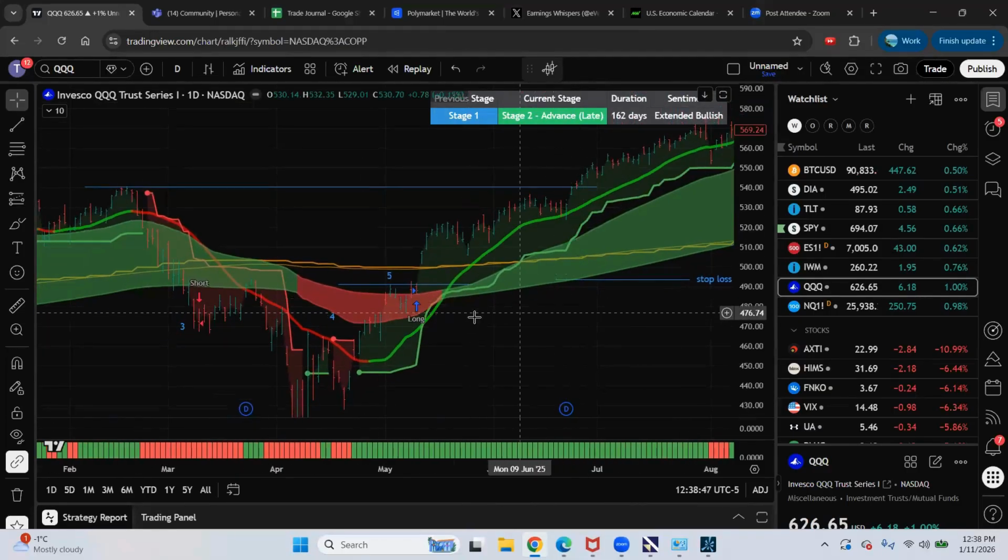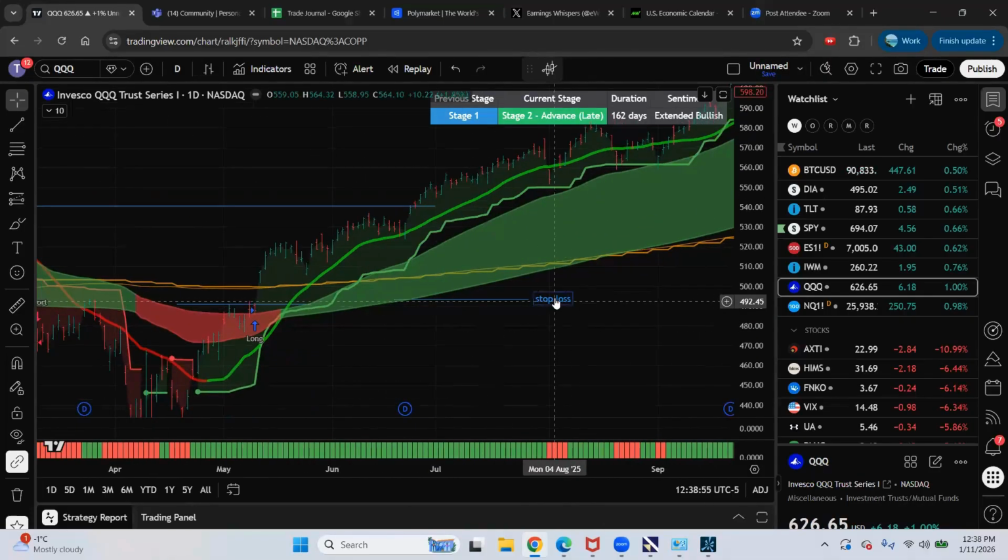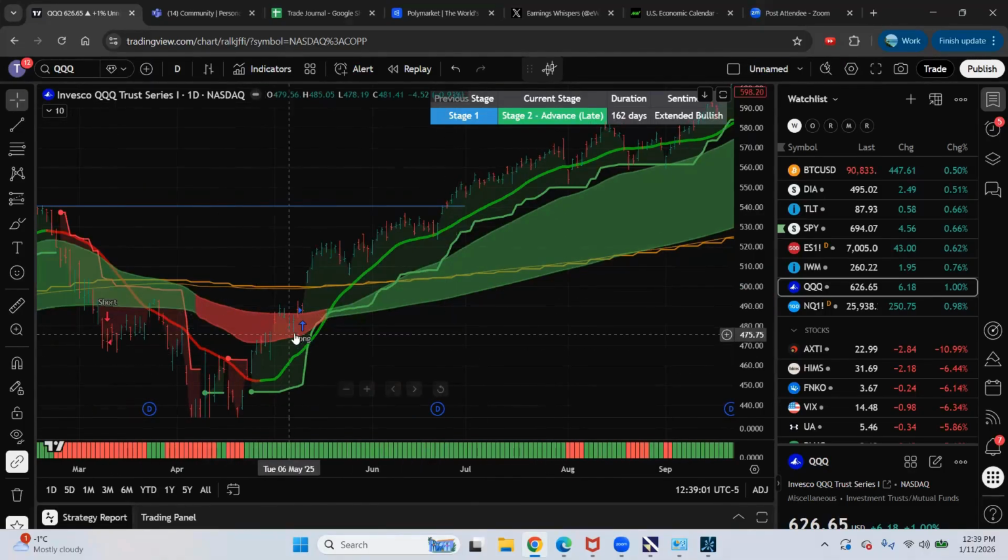So let me get rid of some of these things. We were using this for programming Victory 3. And there we go. So there's the velocity long. It comes in a little earlier than the Weinstein long. But as I mentioned, the Weinstein long has a very significant volume component to it.